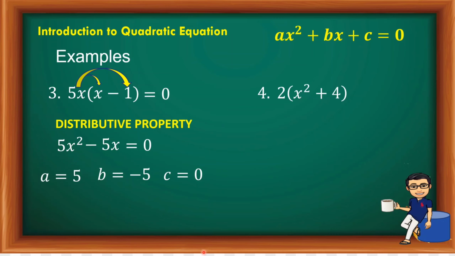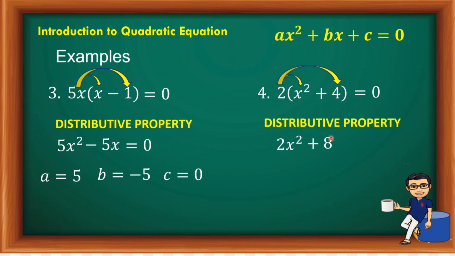Let's have another one. So, we have 2 times the quantity x squared plus 4. Check natin. Siyempre, parang distributive property of multiplication pa rin yung gagamitin natin. Si 2 ay i-distribute kay x squared. Ang sagot ay 2x squared. Tapos si 2 ay i-multiply kay 4. Ang sagot ay 8. So, equal to 0.